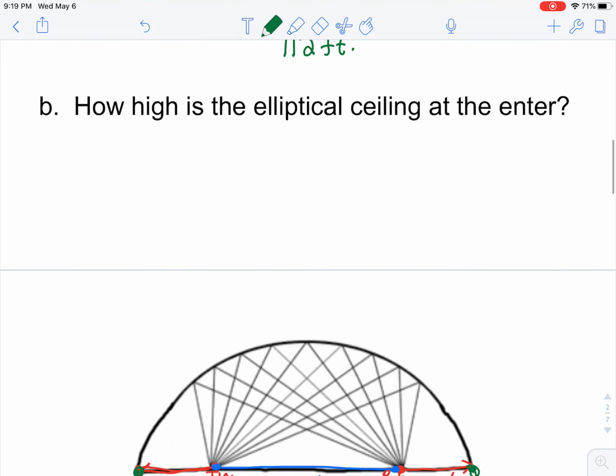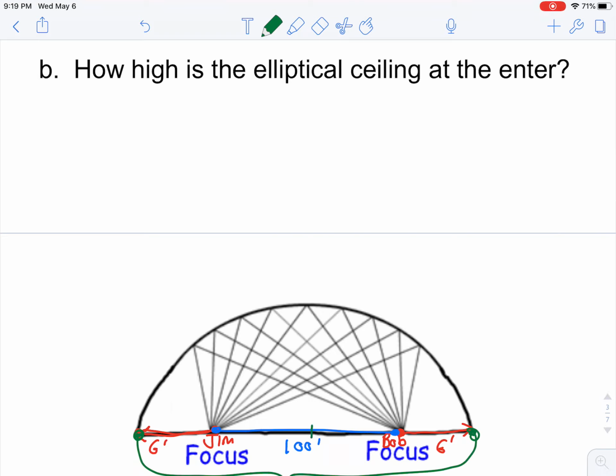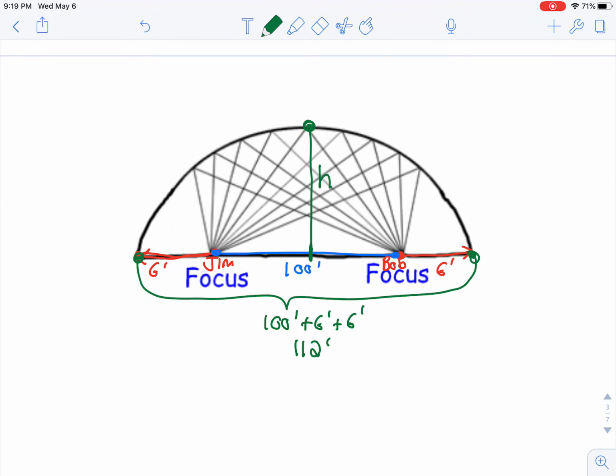Now, the second question is, how high is the elliptical ceiling at the center? So what we're looking for here is, if this is the center of our graph, I want to know how high is the ceiling. So I'm actually looking for this height.